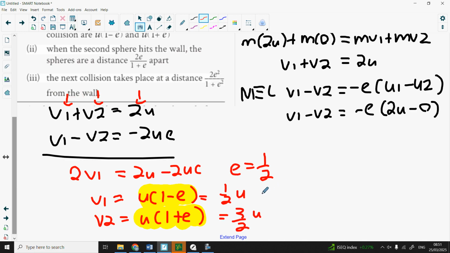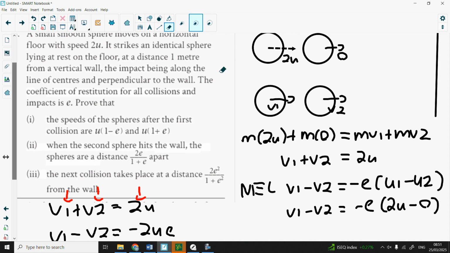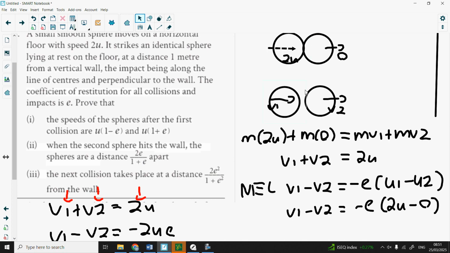Do you get what I'm saying? If you sub in E equals a half. So V2 is always going to be faster than V1 in this situation. And that's what we're expecting, wasn't it? Because you can't collide with another ball, and then you can't hit a ball and then just catch back up to it again unless it's slowing down for some reason. Is that right?